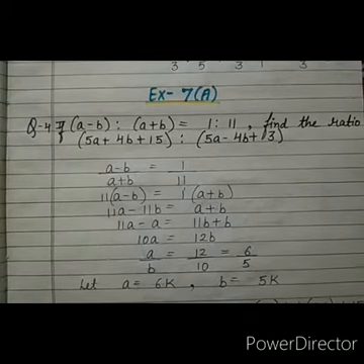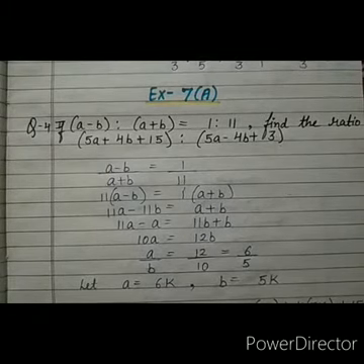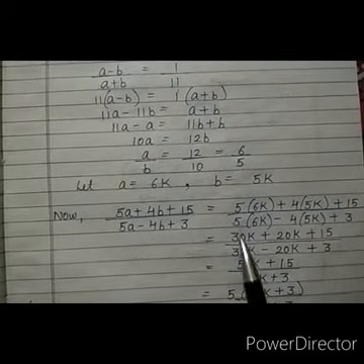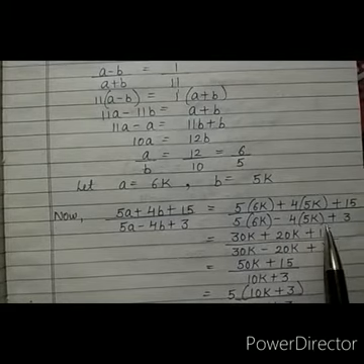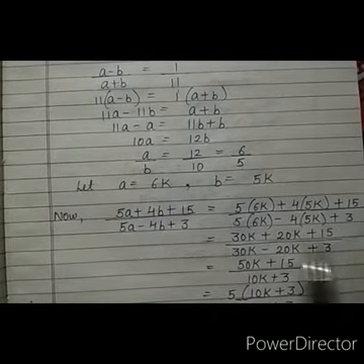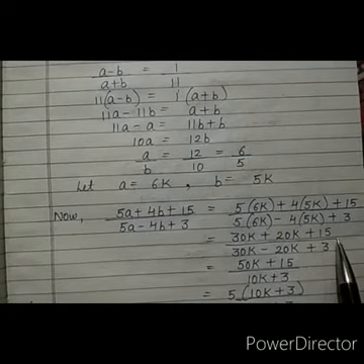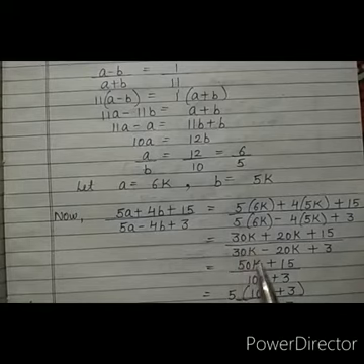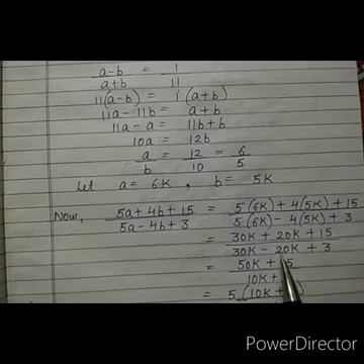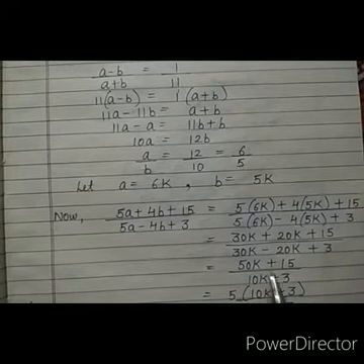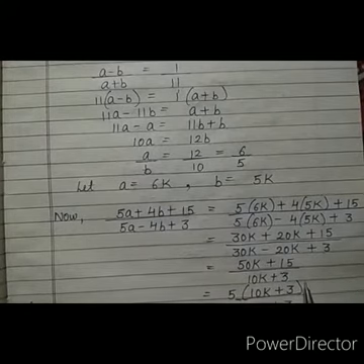So here we have to put 5 into 6k plus 4 into 5k plus 15 upon 5 into 6k minus 4 into 5k plus 3. When we solve it, then we will get 30k plus 20k plus 15 upon 5 6 are 30k again, 4 5 are 20k negative and plus 3. When we solve it again, then we have 50k plus 15 upon 10k plus 3.